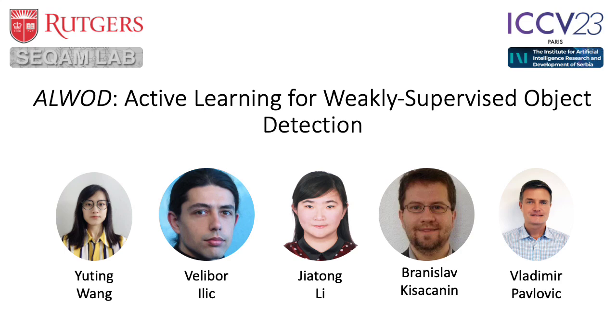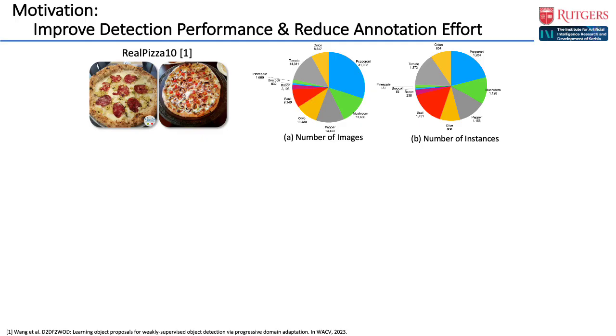Together with my collaborators, I present our work, Active Learning for Weakly-Supervised Object Detection. Real-world images often include many instances of important small objects. For instance, real pizza images contain multiple instances of pepperoni, tomatoes, or other ingredients. Typical object detectors fail to accurately detect and recognize those objects.